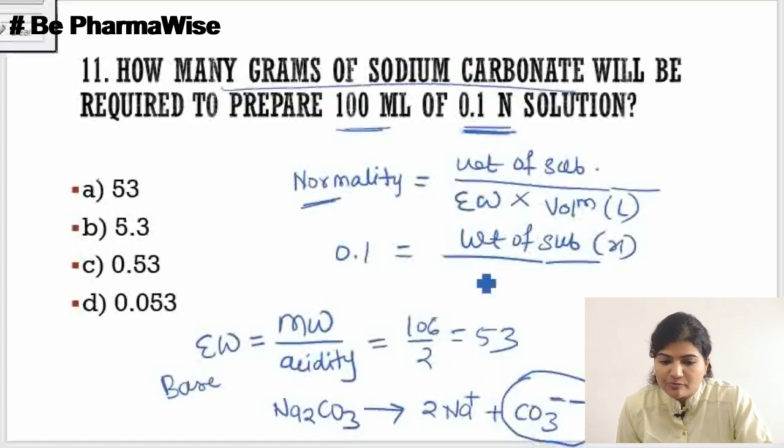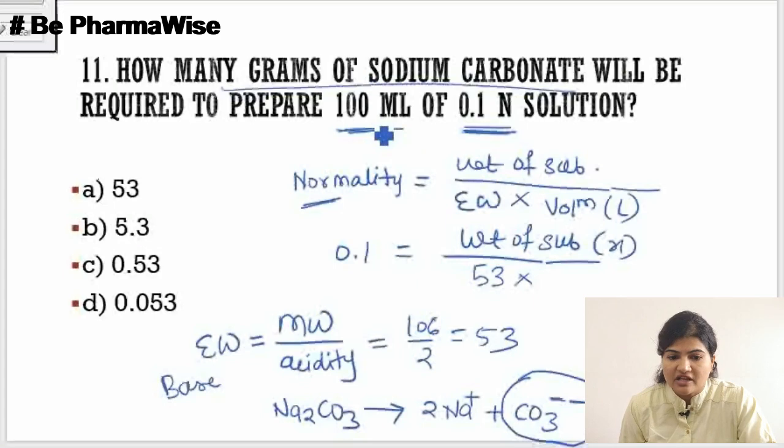So I will put the equivalent weight, 53, in this equation. Now volume in liters. How much volume do you have to prepare? 100 ml. See, 1000 ml is 1 liter. So 100 ml is how much? Tell me. 100 ml is 0.1 liter.